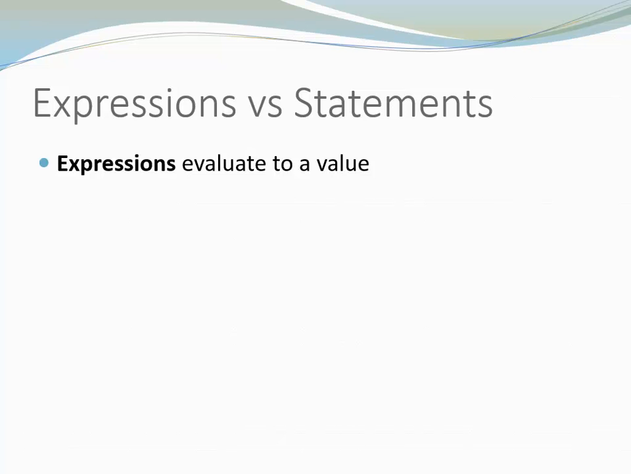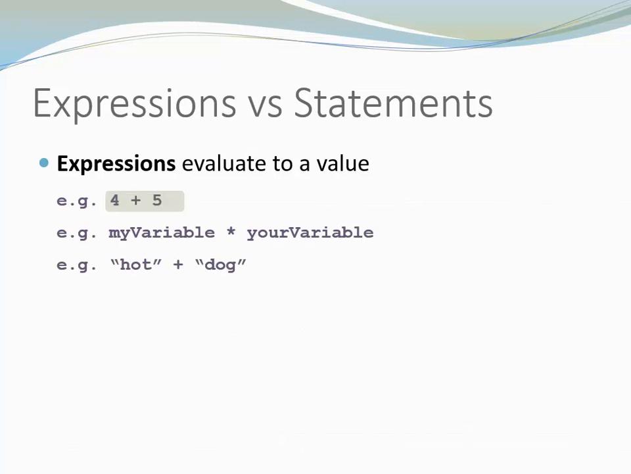Expressions evaluate to a value. Here are some examples. 4 plus 5. That evaluates to 9. My variable times your variable. That evaluates to the product of the two variables, provided they were numbers. Hot plus dog. Here we use string concatenation, and it evaluates to the single word hot dog.